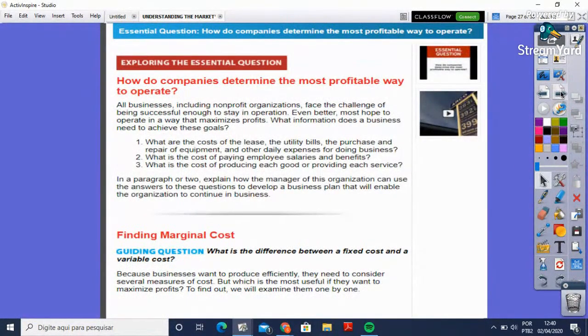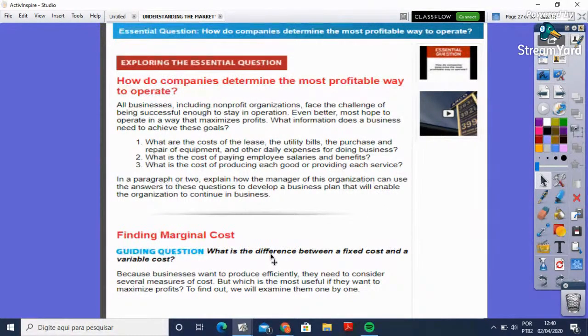So how do companies determine the most profitable way to operate? They have many questions to ask themselves. What are the costs? Lease, which is similar to rent, utility bills, repair of equipment, daily expenses, how much do I pay an employee, the benefits that I offer my employees, what is the cost of producing each good and providing a service. From here, we will go to finding the marginal cost.